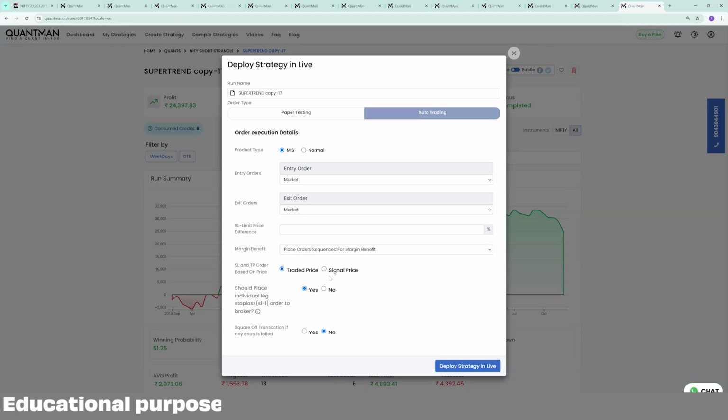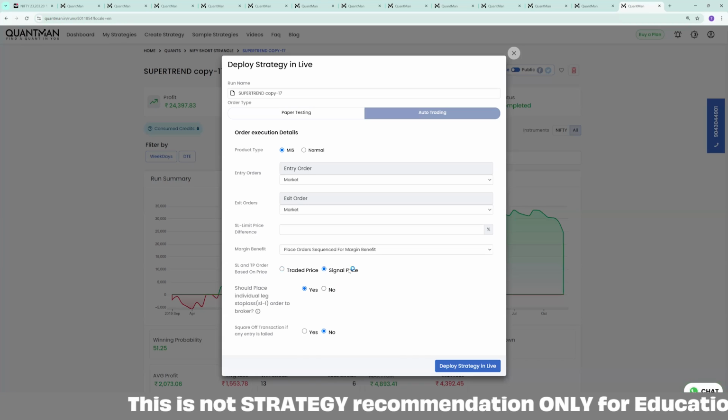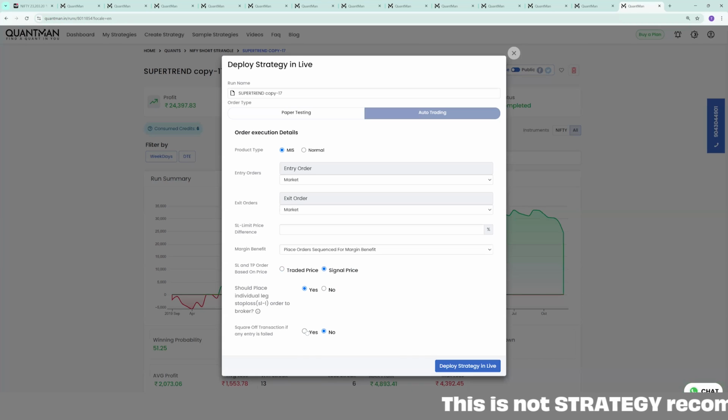And if you put a stop loss, you have two options: traded price or signal price. Okay, give signal price and square off transaction when it is failed, and then deploy.